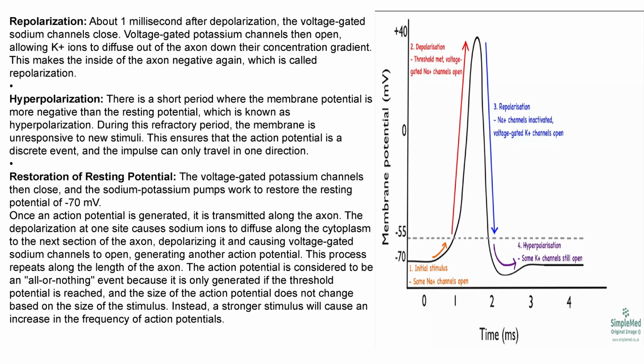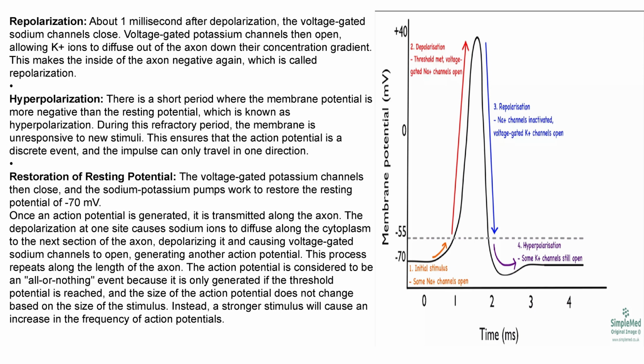During this refractory period, the membrane is unresponsive to new stimuli. This ensures that the action potential is a discrete event and the impulse can only travel in one direction. Restoration of resting potential: the voltage gated potassium channels then close and the sodium potassium pump works to restore the resting potential of minus 70 millivolts.